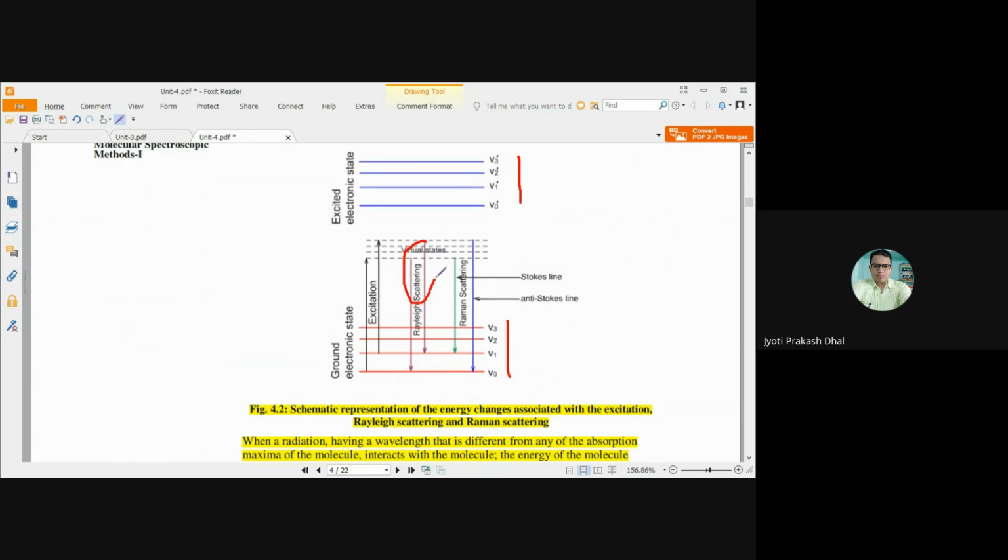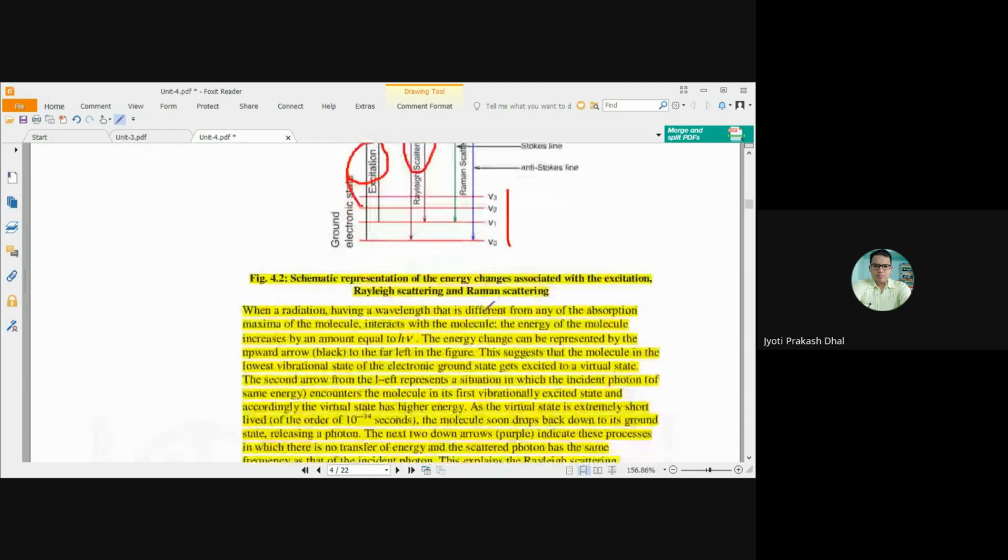If the scattered photons have the same frequency, or same wavelength, or same wave number as that of the incident line, then that is called Rayleigh scattering. And if the molecules undergo excitation, that will show Stokes lines, and for relaxation, that will show anti-Stokes lines.